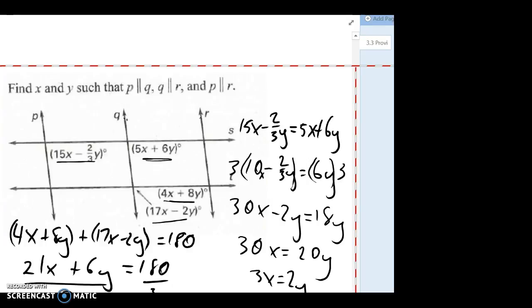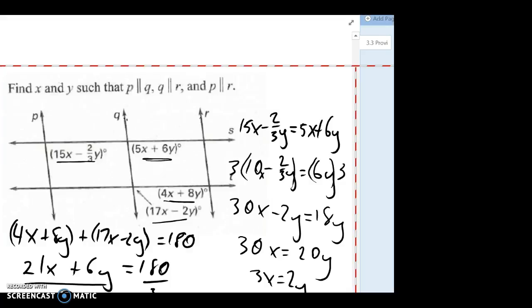Okay, and now I'm going to take this 3 over 2x and plug it in for y in this other equation. So I get 7x plus 2 times 3 over 2x equals 60. The 2's cancel out here. I'm left with 7x plus 3x equals 60. So then I get 10x equals 60, which means that x is 6.